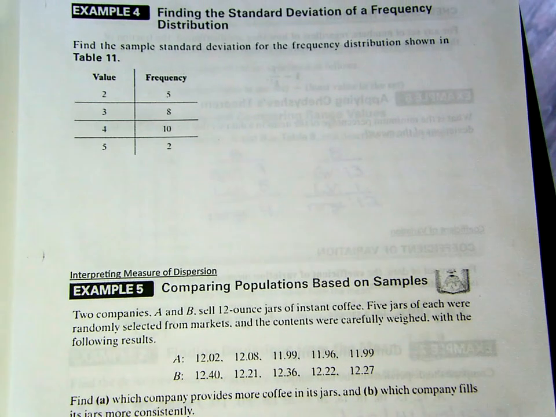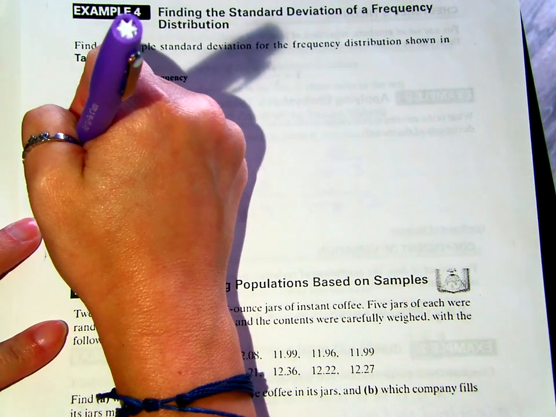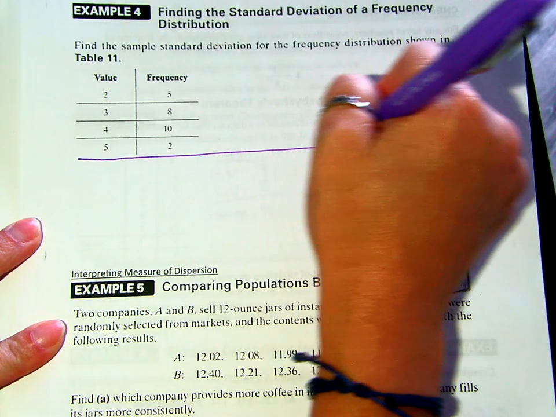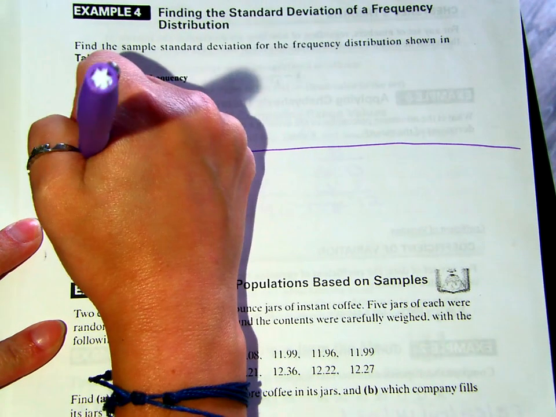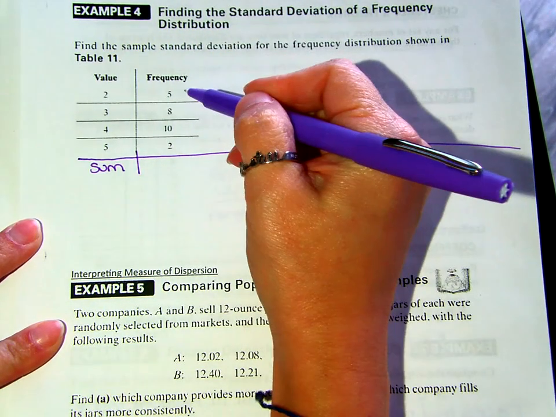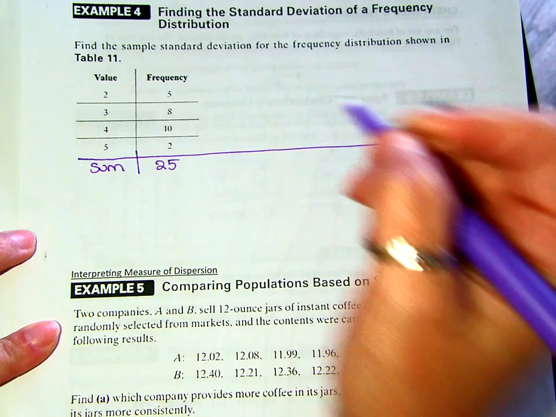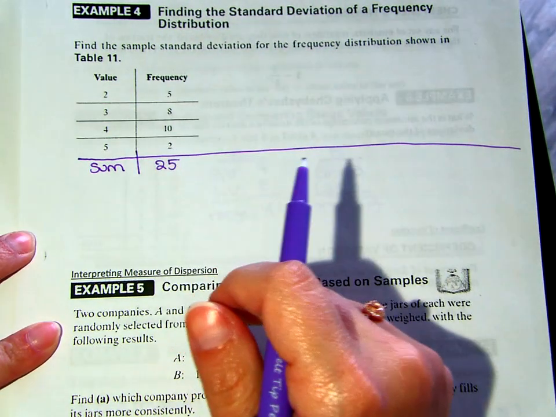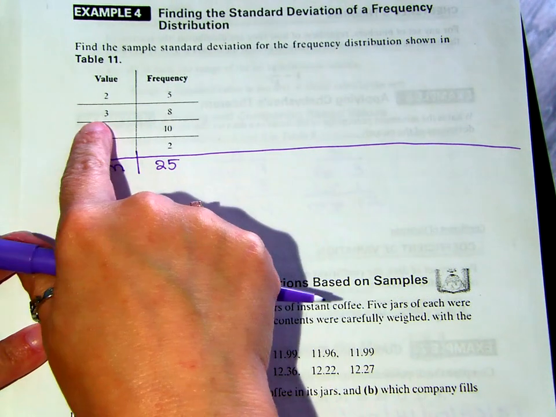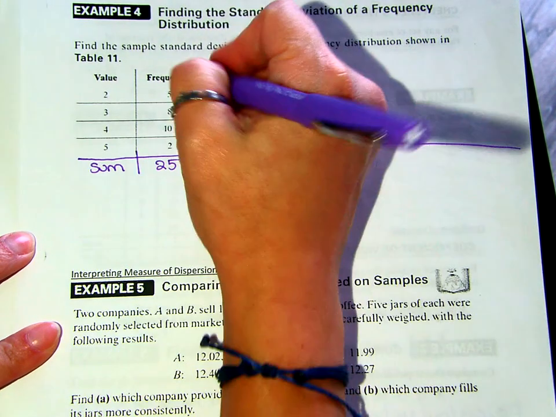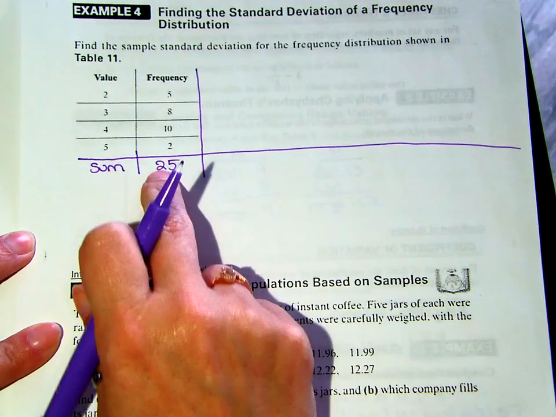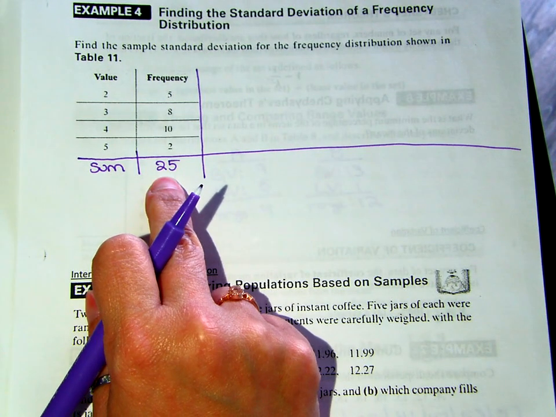Because this one deals with frequency, we have to find the value times the frequency first and then build off of that. So I'm going to put one more row down here at the bottom for sums, because we're going to total up some stuff here. If you total up your frequency right here, we have 10, 20, 25. That means there's 25 different data points in our set here, because 2 pops up 5 times, 3 pops up 8 times, so on and so forth. So we're going to need to know that total, because this is what we're going to have to divide by when we're finding our mean, because there's 25 different pieces of information.